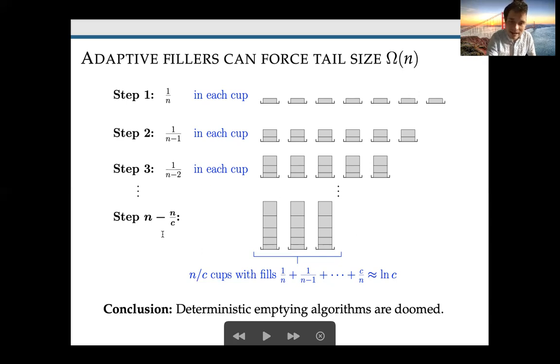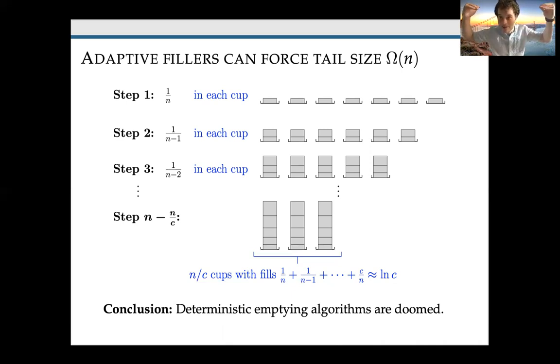And what happens is that for any constant c, if you do this for n minus n over c steps, then what you're going to end up with is n over c cups, so theta of n cups, each of which has a partial harmonic series amount of water in it, coming out to roughly natural log of c. So depending on how you parameterize your constant c, you can make theta of n cups have an arbitrarily large constant amount of water. In other words, trying to get good bounds on tail size for a deterministic emptying algorithm is just impossible.